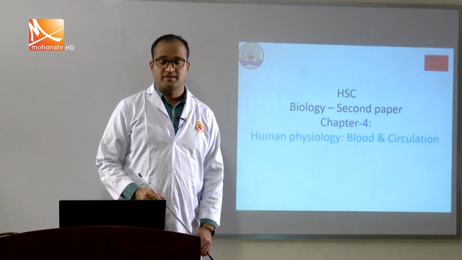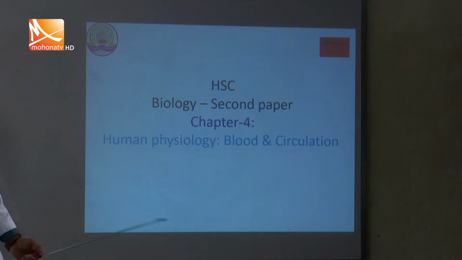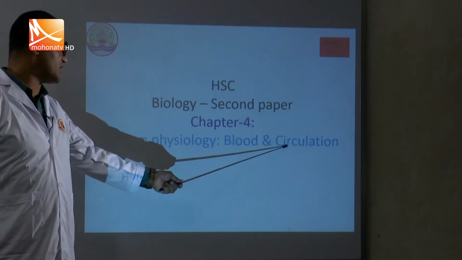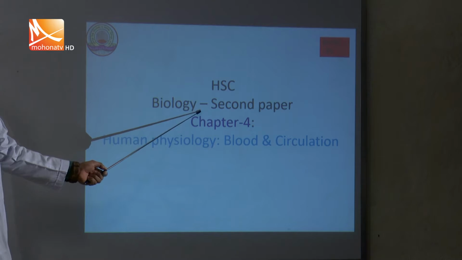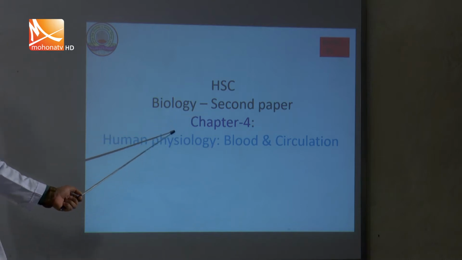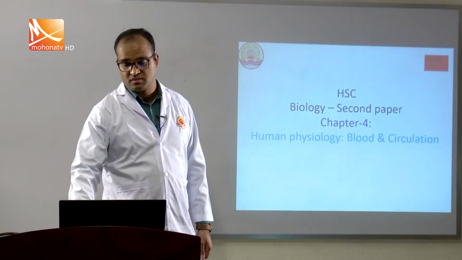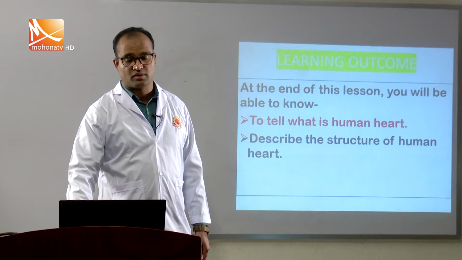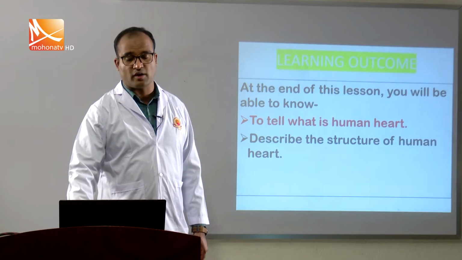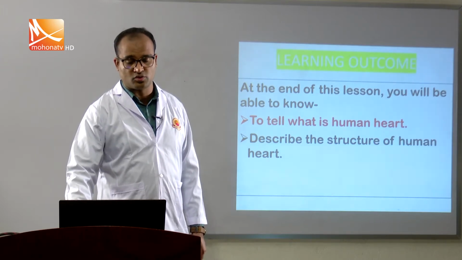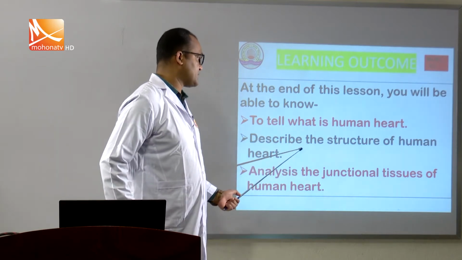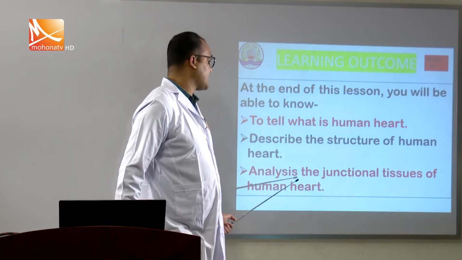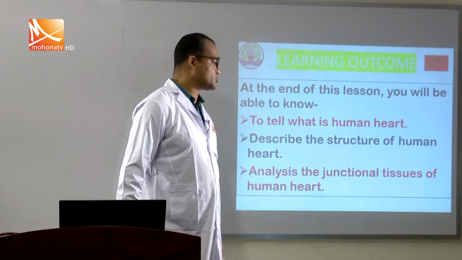Our today's lesson is from chapter number 4, Human Physiology, Blood and Circulation, of the HSC level students, chapter 2, from the subject of biology. The learning outcome is, at the end of this lesson, you will be able to tell what the human heart is, describe the structure of the human heart, and analyze the junctional tissues of the human heart.